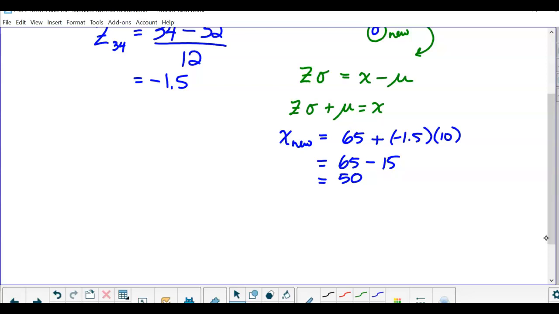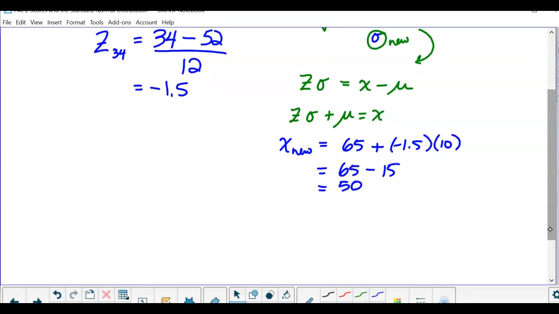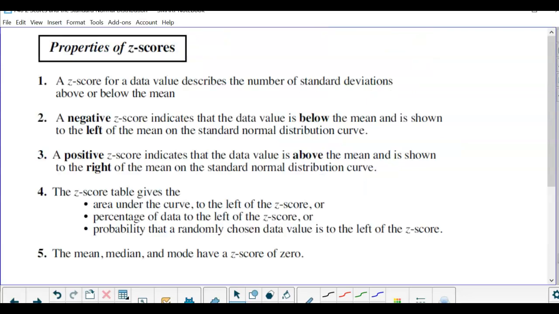Okay, last part. Again, properties of z-scores. So we talked about these, they're just summarized there. The z-score for a data value describes the number of standard deviations above or below the mean. So if it's negative, it means it's below the mean. Positive, it's above the mean.